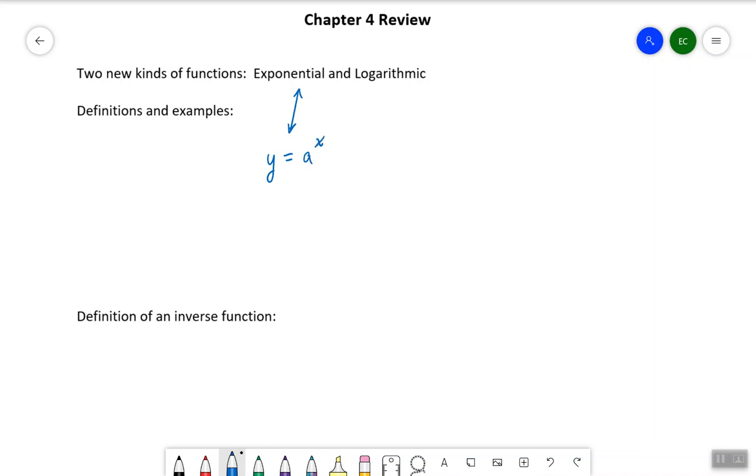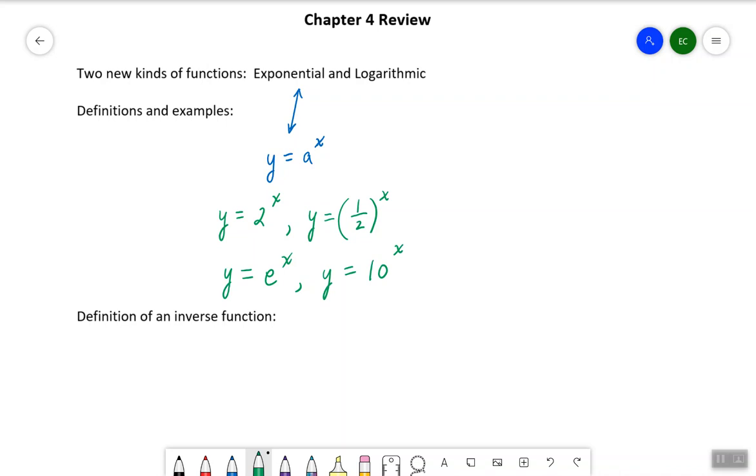And remember, the base a might be 2, or it might be 1/2. Or it might be a special base e. Another special base that we talked about a little bit is base 10. So functions like these are exponentials.